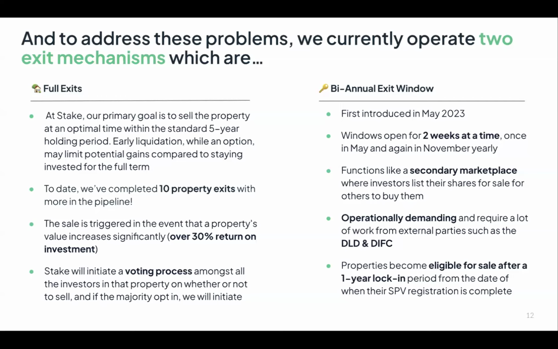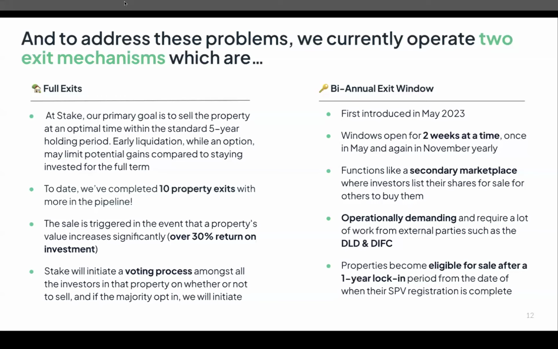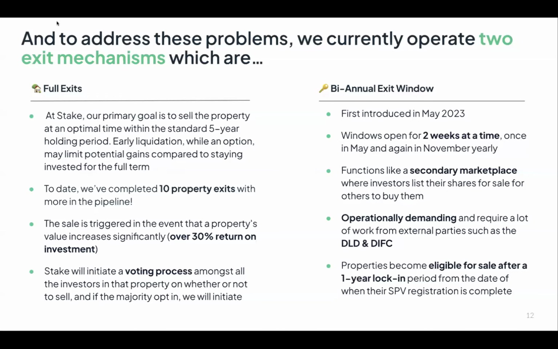Currently, the way we operate our windows is that properties are eligible for sale after a 1 year lock-in period from the date when their SPV registration is completed. So once you invest, after a year, the next window is when your property will be eligible for you to exit if you need.